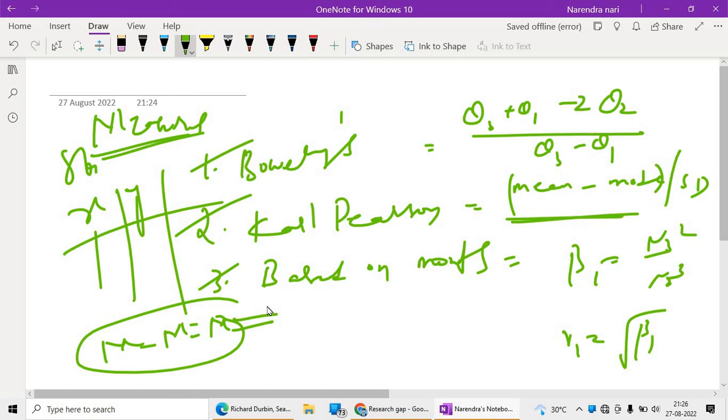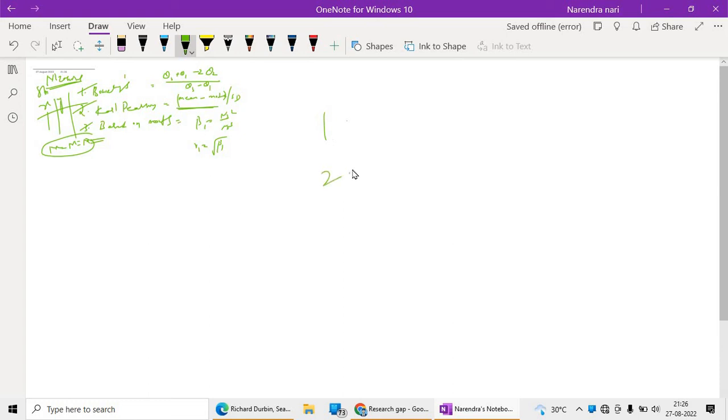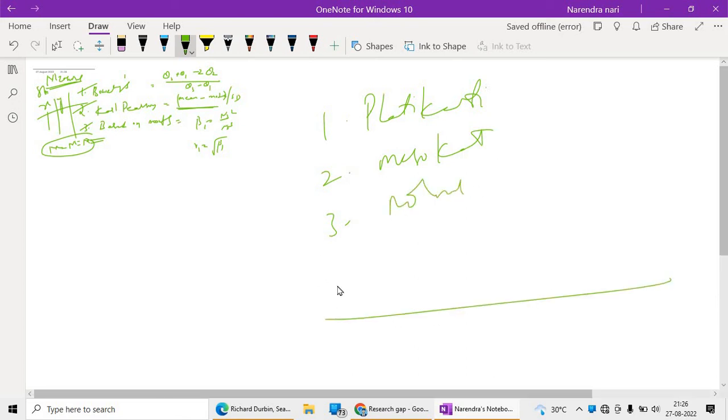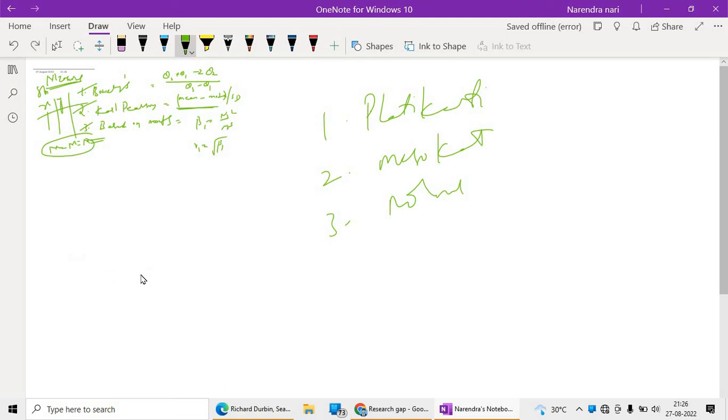So what about kurtosis? This is also measuring the distribution. In kurtosis, we have three important names: leptokurtic, platykurtic, and mesokurtic, which is normal. So the curve should be like this. If it is platykurtic, it looks like this, the normal will be like this, and mesokurtic like this. Okay, three types will be there.